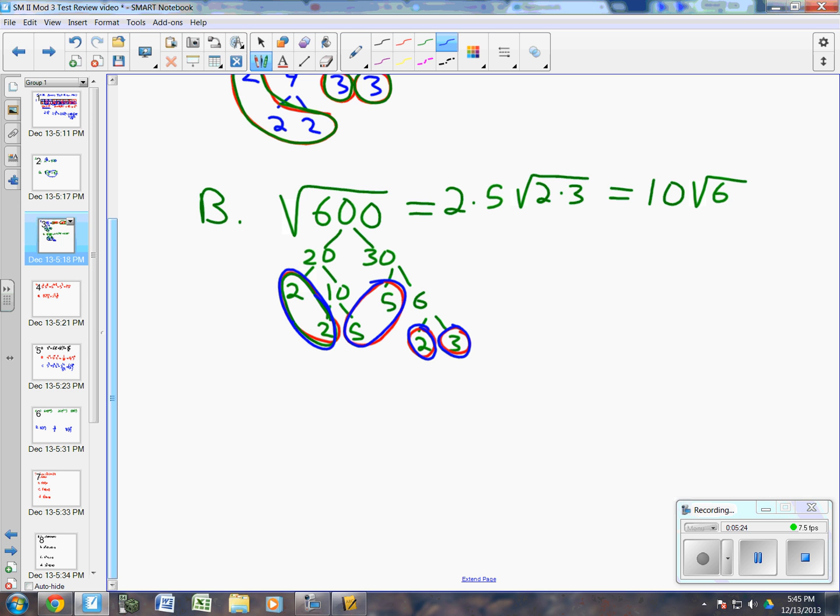So we take one of the 2s and put it outside, one of the 5s and put it outside, because 2 times 2 is 4, and the square root of 4 is 2. That's where we got that 2 from. And 5 times 5 is 25. The square root of 25 is 5. That's why they go outside. We've taken the square root of them. And then the loners, 2 and 3, go back inside. So 2 times 5 is 10. 2 times 3 is 6. So our answer is 10 root 6.